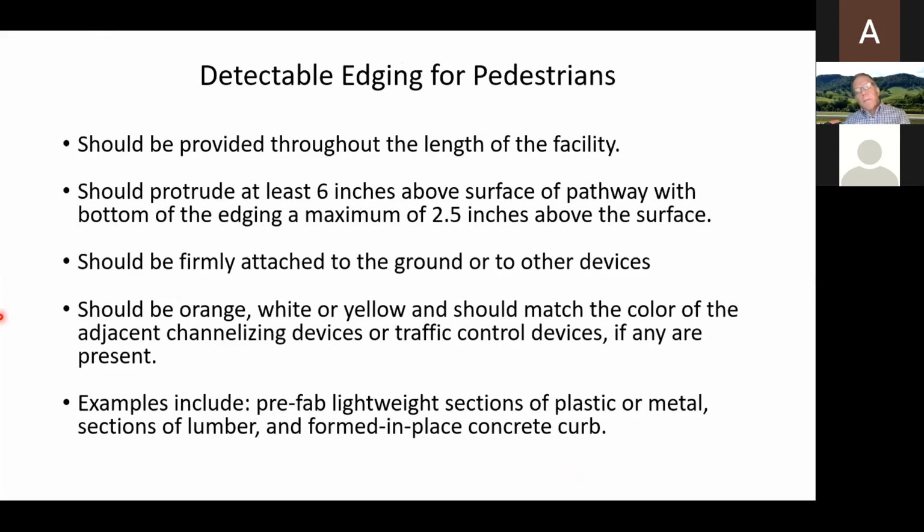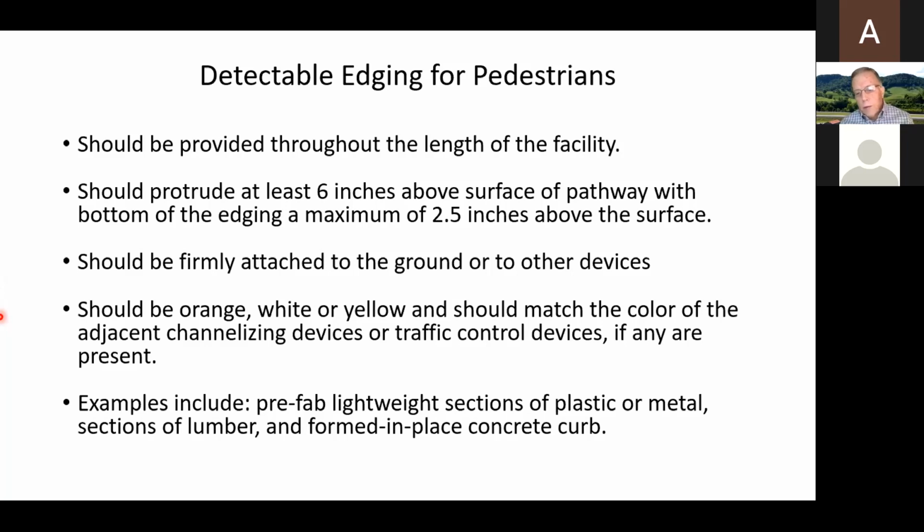Detectable edging should be provided throughout the entire length of the pedestrian path so that the visually impaired pedestrian can find their way through the length of the facility. Notice it should protrude at least 6 inches above the surface, with the bottom of the edging a maximum of 2.5 inches above the surface. And it should be firmly attached to the ground or to other devices.